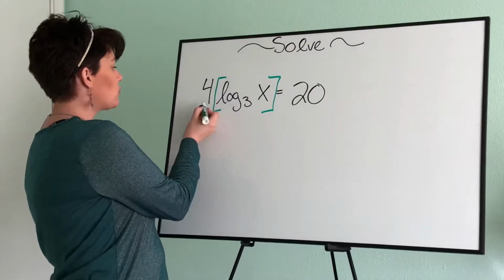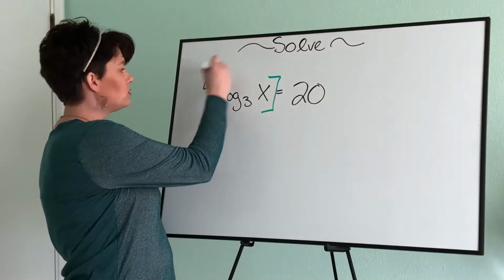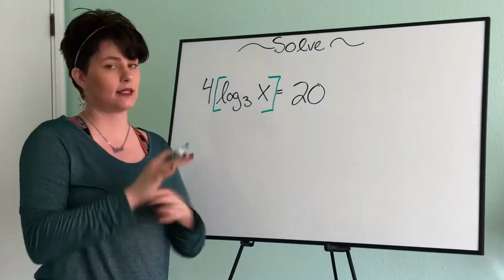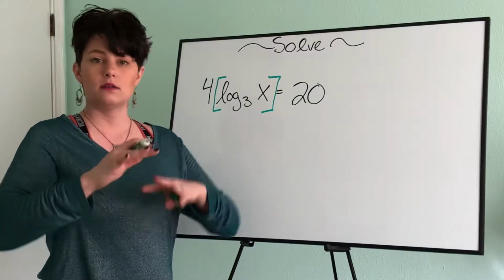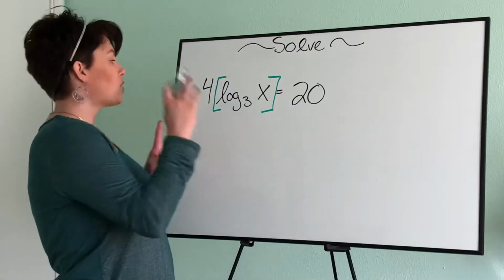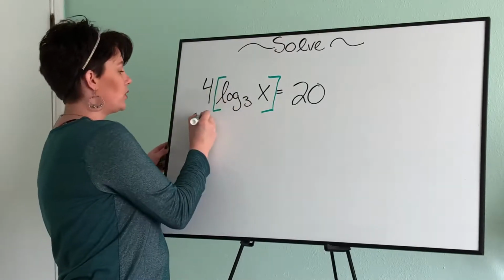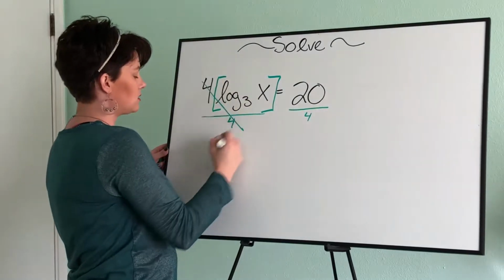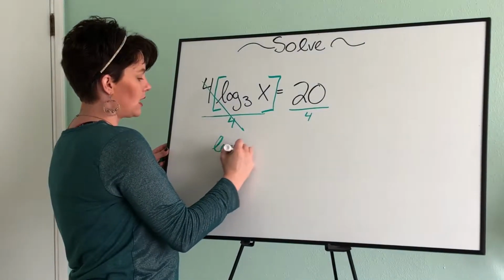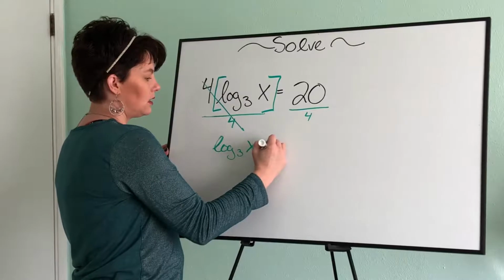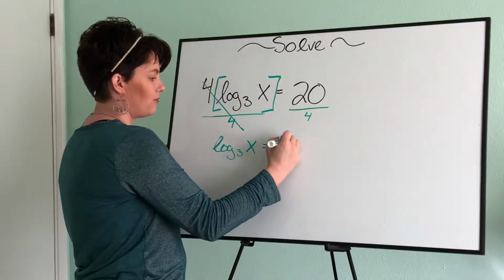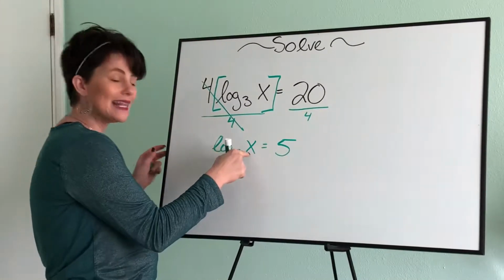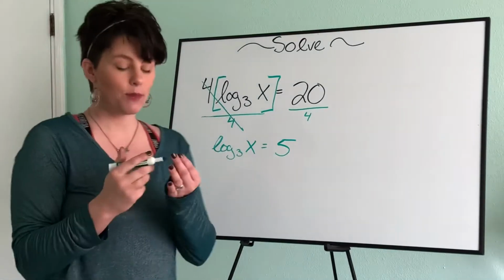But the first thing we want to do is get rid of this 4. Now don't distribute it in. That doesn't make any sense. Mathematically, that is not even something you'd be allowed to do. So how are you going to undo this 4 times the log? Well, you're going to divide out the 4. So those are going to cancel, and that's going to give you log base 3 of x equals 20 divided by 4, which is 5. Again, this x is all tied up in there with the log.